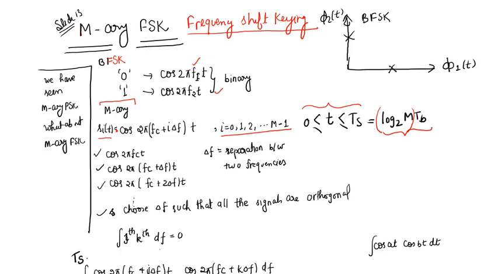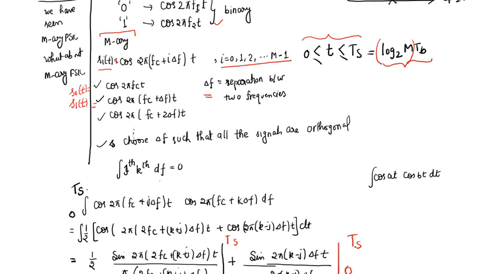So the first signal would look like cos 2 pi fc t, put i equal to 0. Then s1(t) is cos 2 pi (fc plus delta f), then 2 delta f, and so on, where delta f is the separation between two consecutive frequencies. So now our aim is to choose all of these frequencies, or the frequency separation, in such a way that all of the signals are orthogonal.